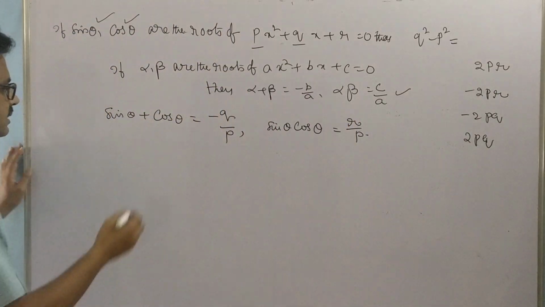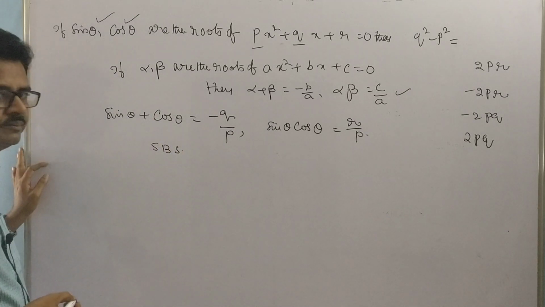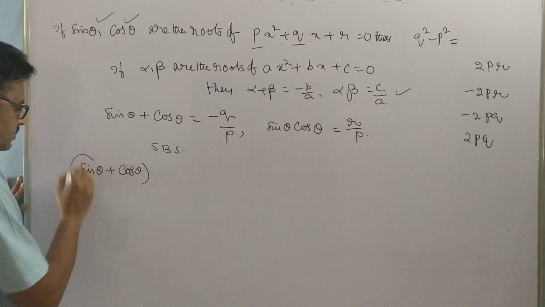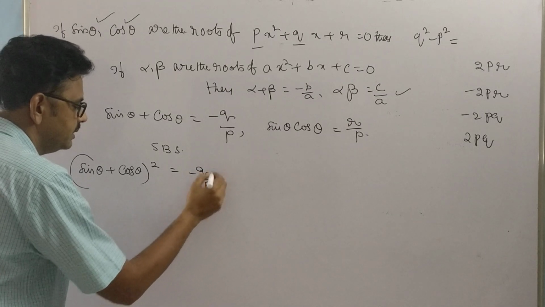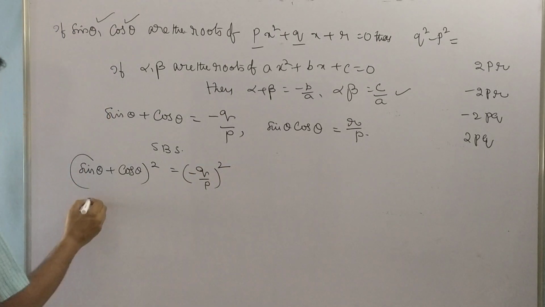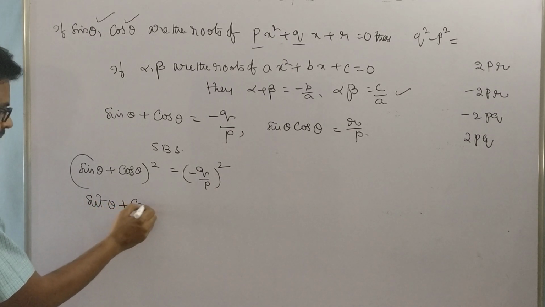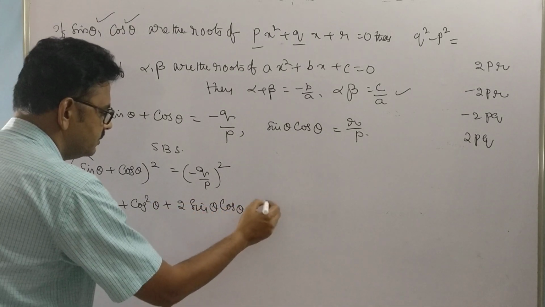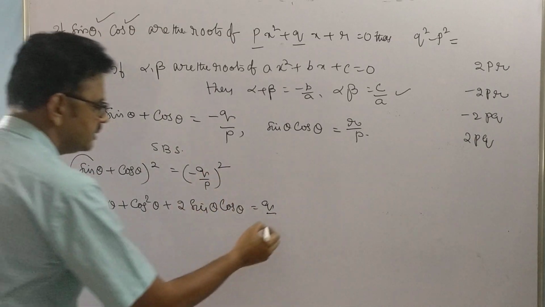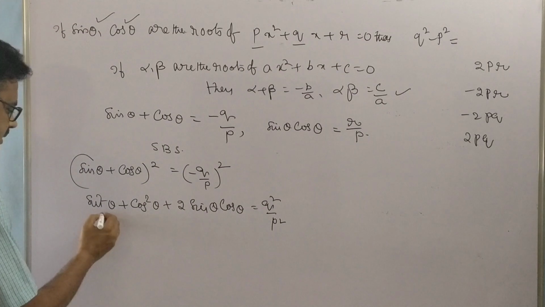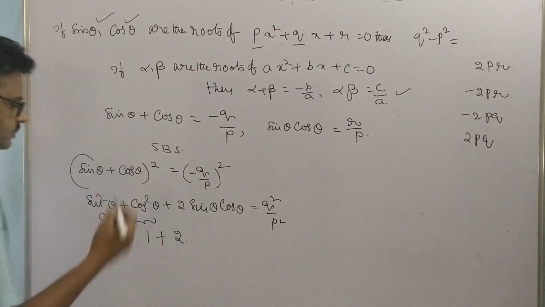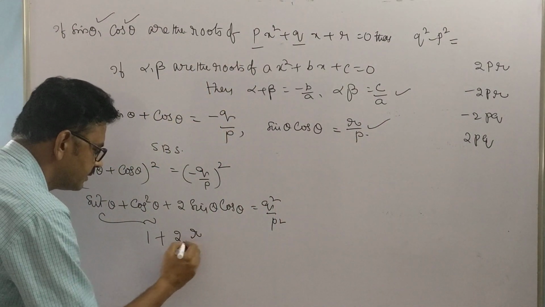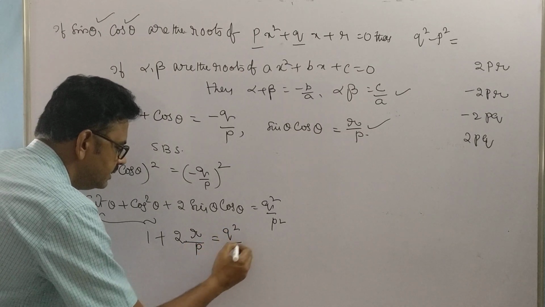Now for the first result, squaring on both sides. So this is sin theta plus cos theta whole square is equal to minus q by p whole square. So this is a square plus b square plus 2ab is equal to minus q, whole square means what? Q square by p square. So this is 1 plus 2 into sin theta into cos theta, which is r by p, is equal to q square by p square.